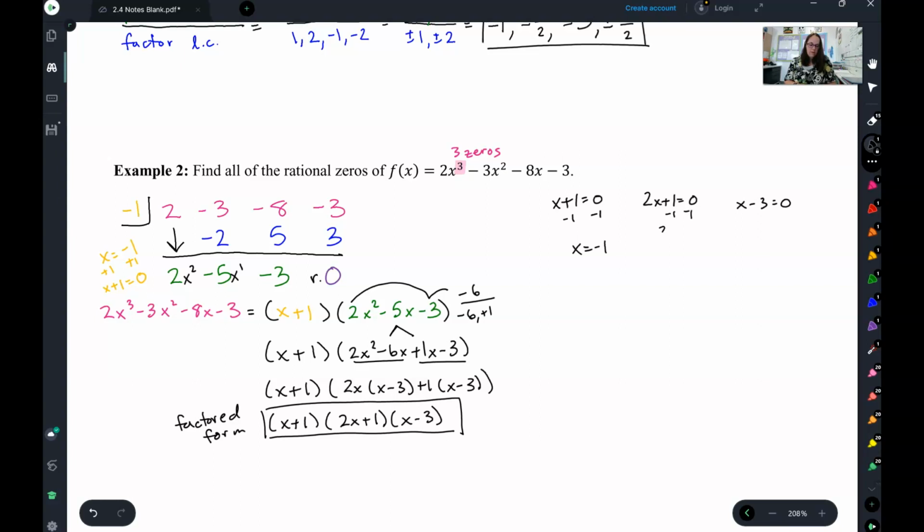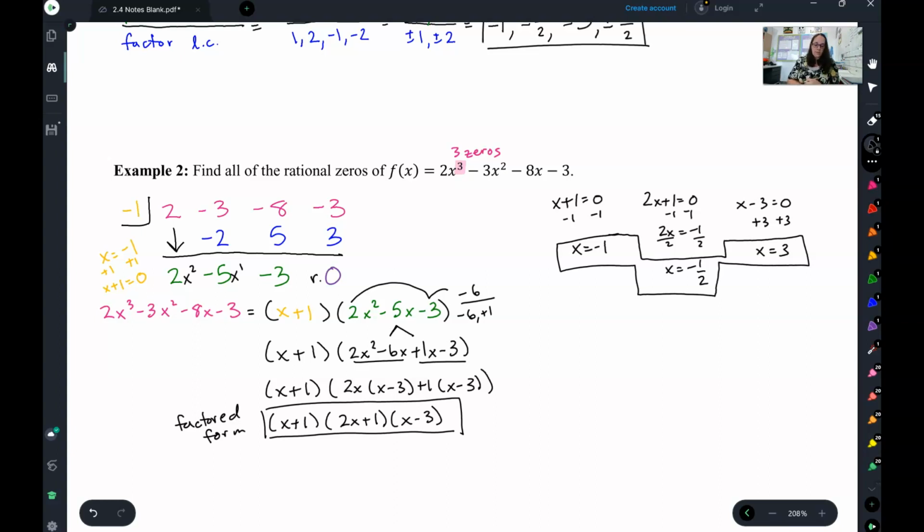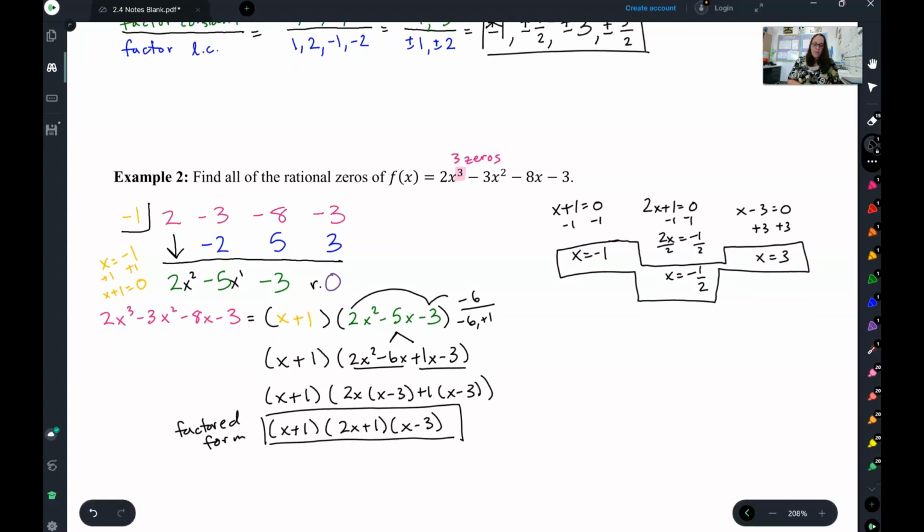So I get x equals negative 1, x equals negative 1/2, and x equals 3. And we said at the beginning that this is a degree 3, so I should have 3 zeros, and I do. So far, so good. So these would be my x-intercepts. Notice they all happen once. They all have an exponent of 1 on their factor, so they'd all have a multiplicity of 1.